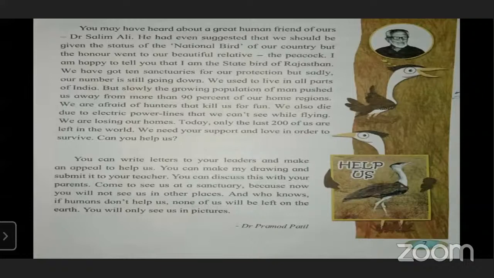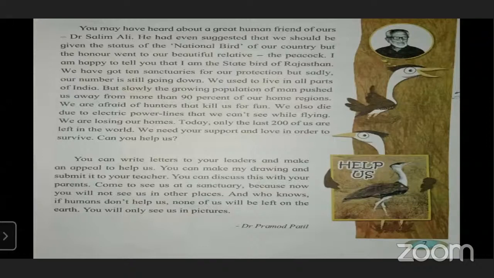So if we want to see the great Indian bustard, we can visit these sanctuaries. But what they are saying is our number is still going down. So day by day, we cannot see the great Indian bustard. We used to live in all parts of India. But slowly, the growing population of man pushed us away from more than 90% of our home regions.